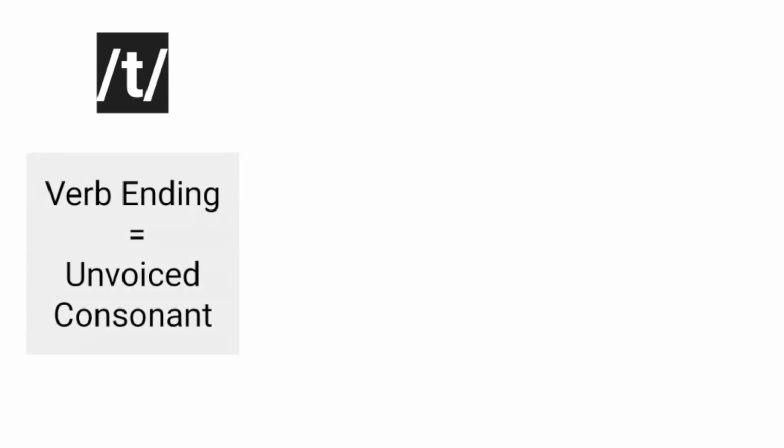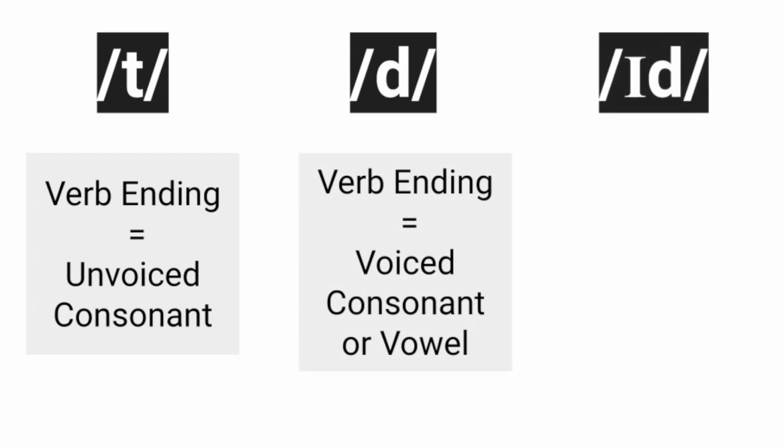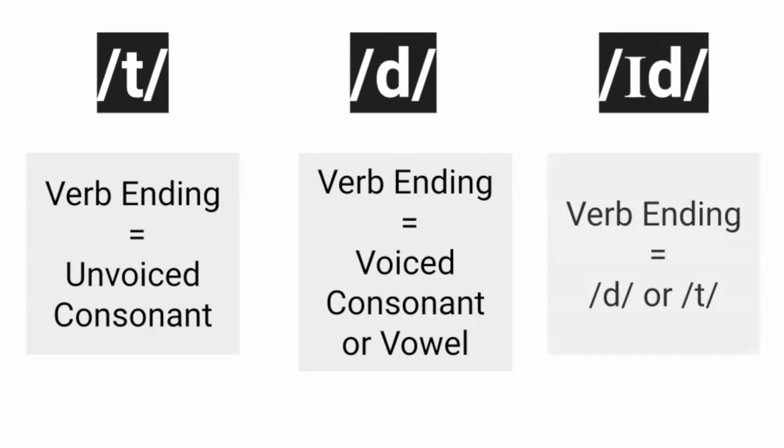To make the t sound, the verb ending will be an unvoiced consonant. To make the d sound, the verb will end in a voiced consonant or a vowel. And to make the id sound, the verb will end with a d or a t. What does this mean?